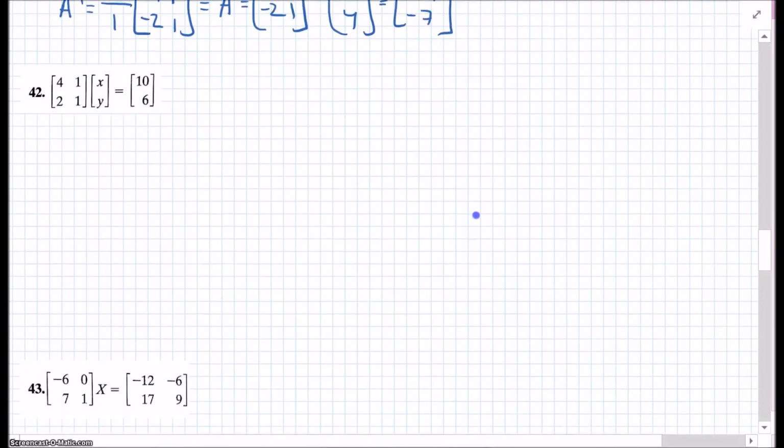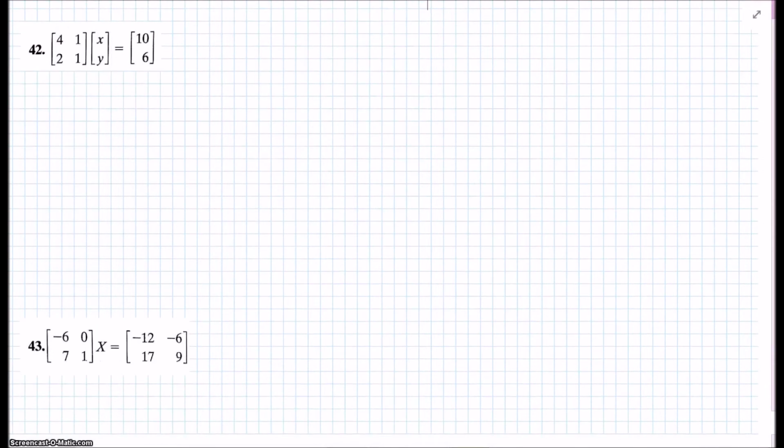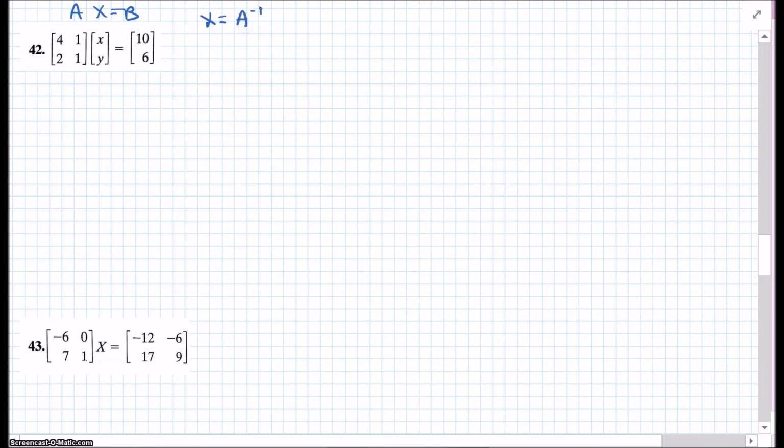Number 42, it's already set up for us. So I've got A times the unknown equals B. So it's going to be X equals the inverse of A times B. Let's find the determinant of A. That's going to be 4 times 1, cross multiply, minus 1 times 2. So the determinant of A is going to equal 4 minus 2, which is 2.